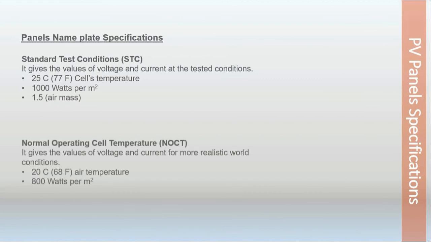There is another term called NOCT, which is the normal operating cell temperature, and this gives more realistic conditions for the real world, where the air temperature is 20 degrees Celsius and the irradiance is 800 watts per meter square. Both of these we will find on the technical data sheet for a PV module.